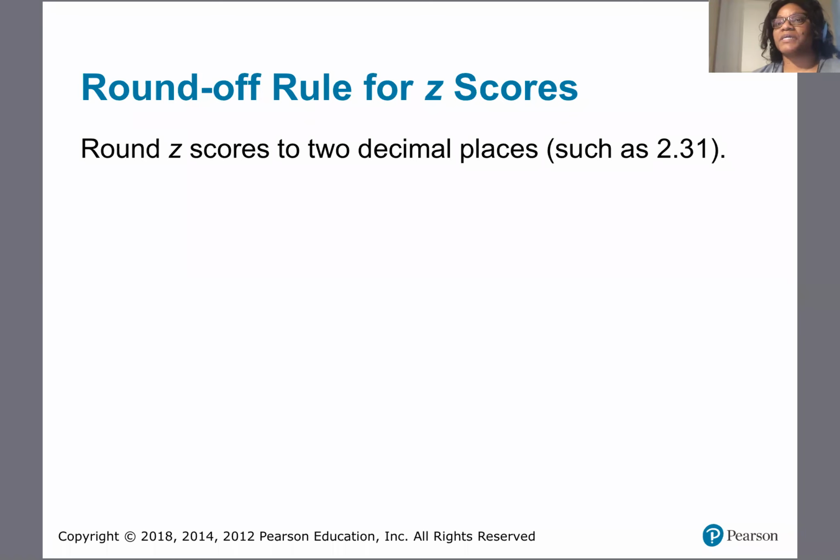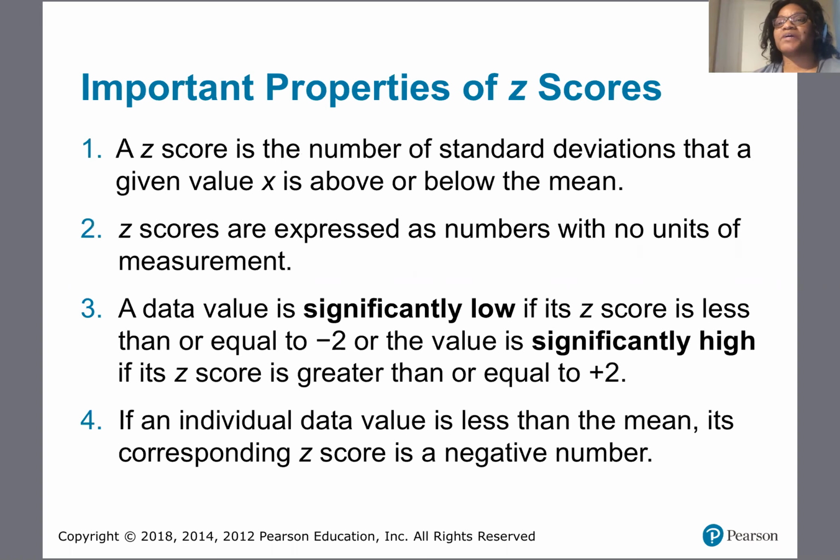When we're dealing with z-scores, we're going to round z-scores to 2 decimal places, so they have 2 values behind the decimal point, or to the hundredths place. There are some important properties of z-scores. The first is that a z-score is simply the number of standard deviations that a given value x is above or below the mean. Z-scores are expressed as numbers and they don't have units of measure.